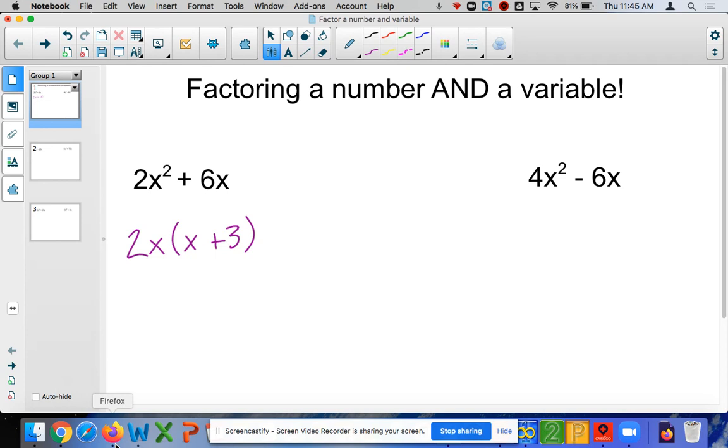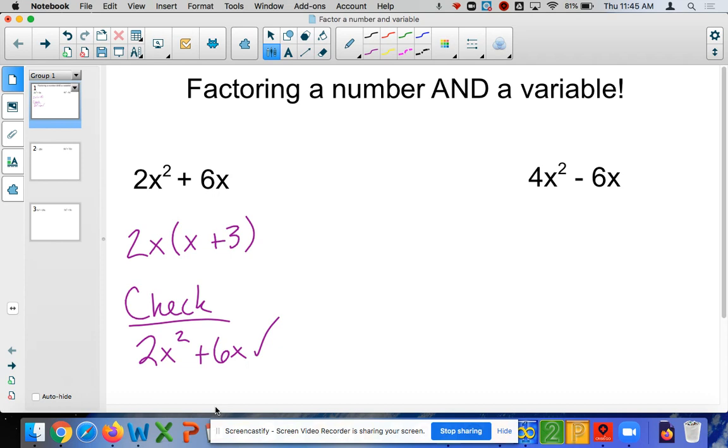And if you distribute to check, maybe we'll check down here real quick. 2x times x, that gets you 2x squared. 2x times positive 3, that does get you positive 6x. So yeah, we're good. And that's how we factor a number and a variable.